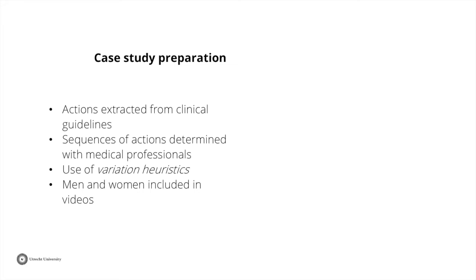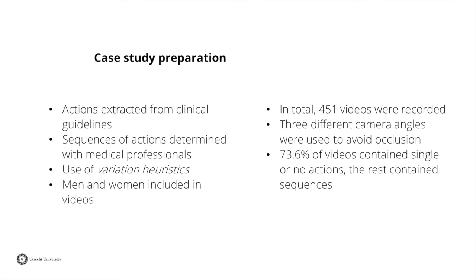We also included both men and women in the videos. In total, over 400 videos were recorded. We used multiple angles to record the videos to avoid the risk of one subject blocking the other from view. Over 70% of the videos contain single actions or no actions, and the rest contain sequences of multiple actions.